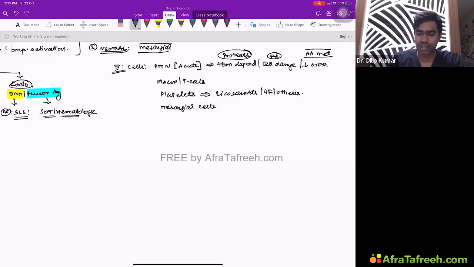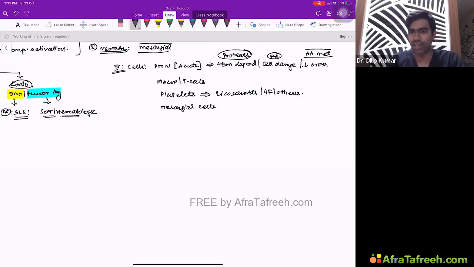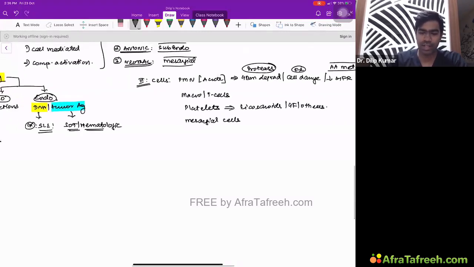So mesangial cells are very active cells. If they are activated, they can perform the same function as the monocyte macrophage system. They can release reactive oxygen species. They can produce cytokines. They can produce endothelin. They can produce nitric oxide. They can produce various growth factors. They can produce chemokines, and they themselves can induce a lot of damage. So these are the cells that are important.